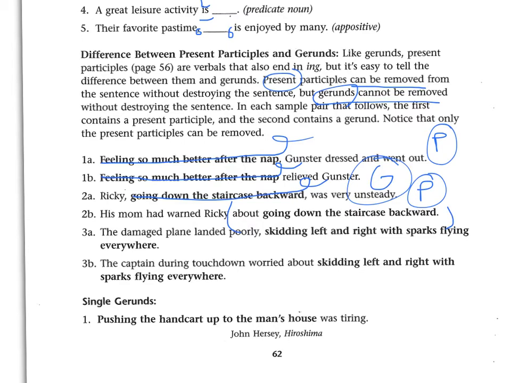2b. His mom had warned Ricky about going down the staircase backwards. If you were to remove the gerund, it would read, his mom had warned Ricky about, and the sentence is destroyed because you need this object of the preposition, the gerund phrase. So this is a gerund phrase.